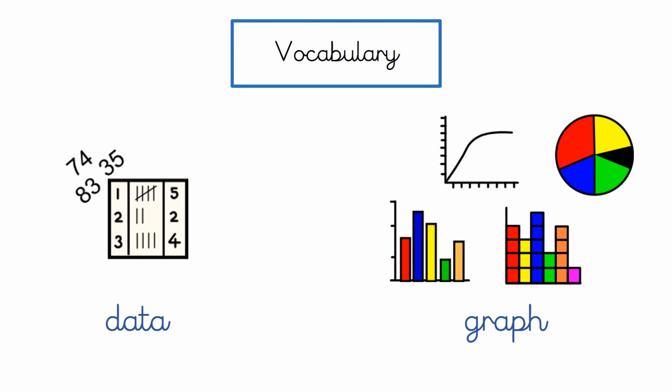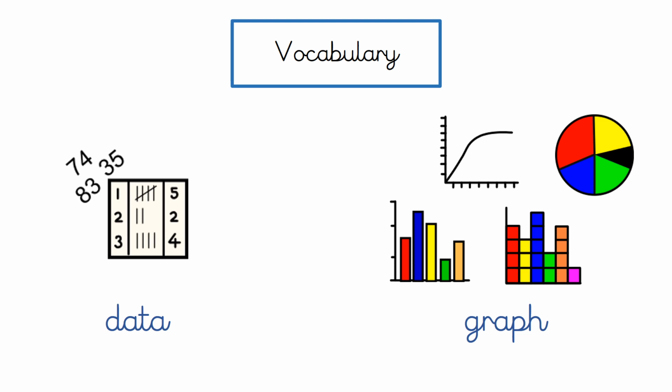So, some of the vocabulary we'll need for this unit. The first word is data. Data means information. Now, it can mean any kind of information at all, but in maths it usually means number information. So that could be how many people went to a particular place. It could be how much money there is all added together. It could be how much something weighs. Any kind of information we can call data.